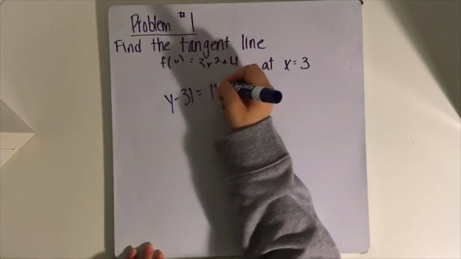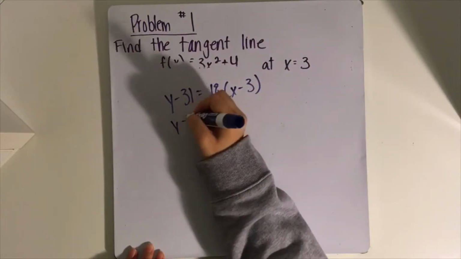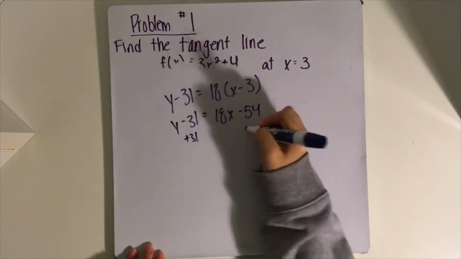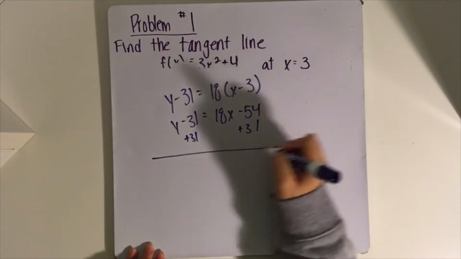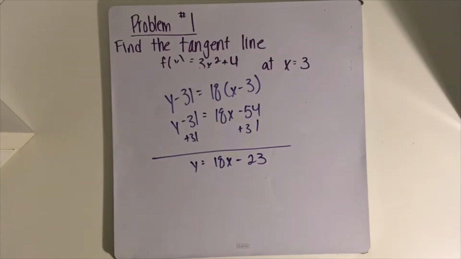Now all you have to do is simplify. So distribute 18 to x minus 3, which results in 18x minus 54. Then you would add 31 to both sides to get y on its own, and your overall answer will be y equals 18x minus 23.